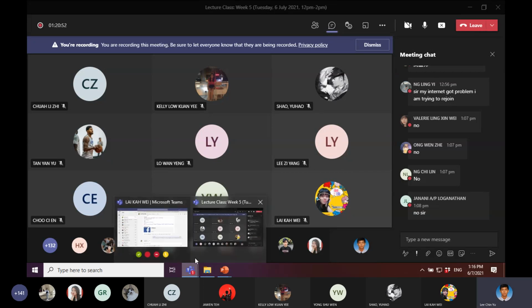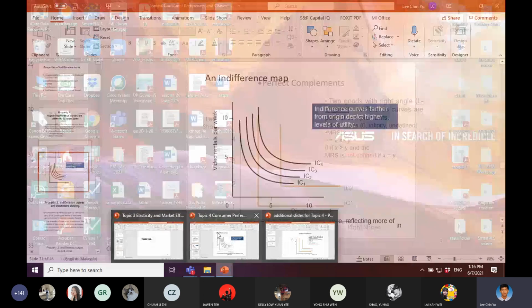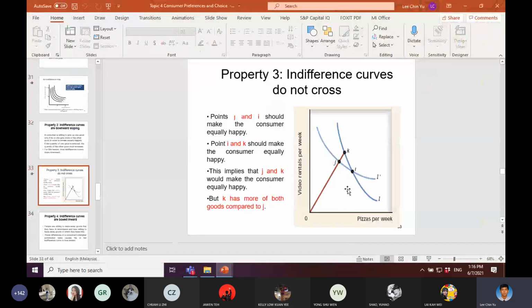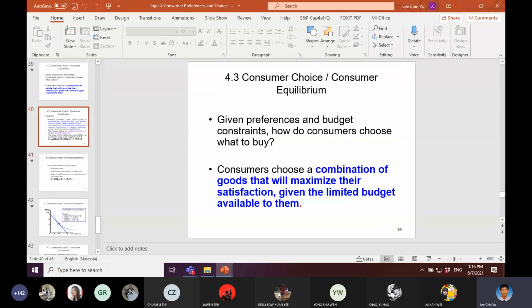So after we understand the indifference curve, now we combine the budget line with the indifference curve.